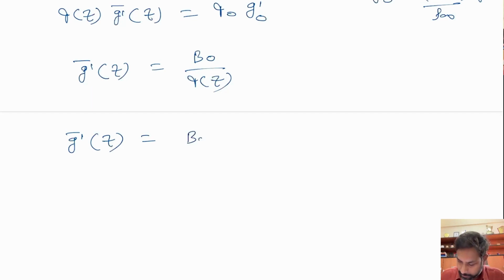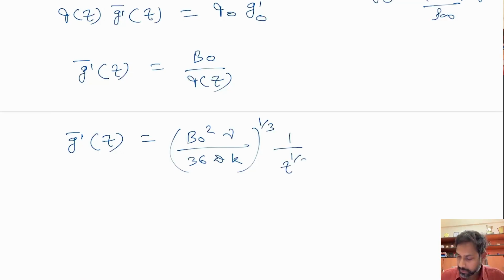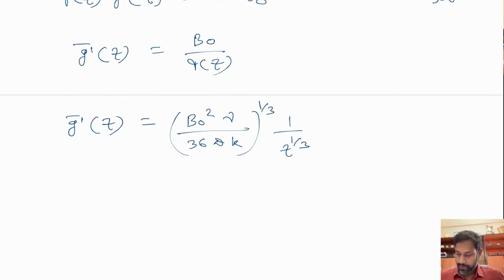as B naught square times nu over 36d k to the power 1 over 3, z to the power 1 by 3. Okay, so this is your G prime bar, which is the reduced gravity, which now you can see that G prime bar is proportional to z to the power 1 by 3. So basically it is decreasing with z.